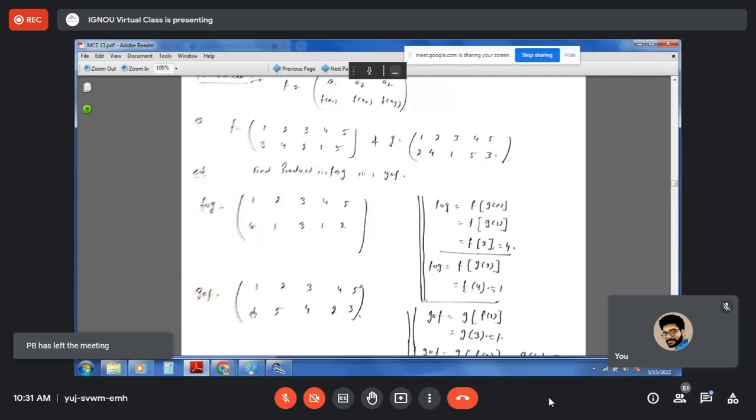Similarly, the second one. See, it is 2. Go to F. The image of 2 is 4. Enter into G. What does G say? The image of 4 is 5. We write here 5. Similarly, the remaining elements you write yourself. It is only practice work. There is no formula. It is only the grasping of the eyes, how to grasp the situation.